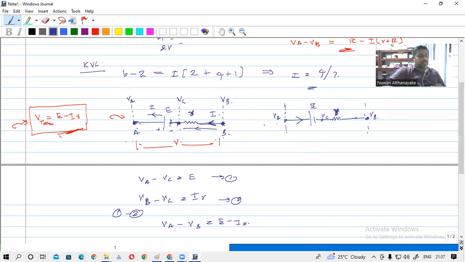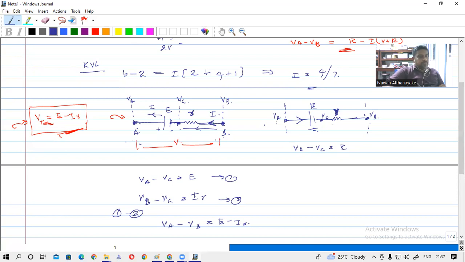So if you consider only the battery, this E should be from here to here. So VA should be high. So you can say that VA minus VC is equal to E. So that is this point and this point. So this is a logical point.